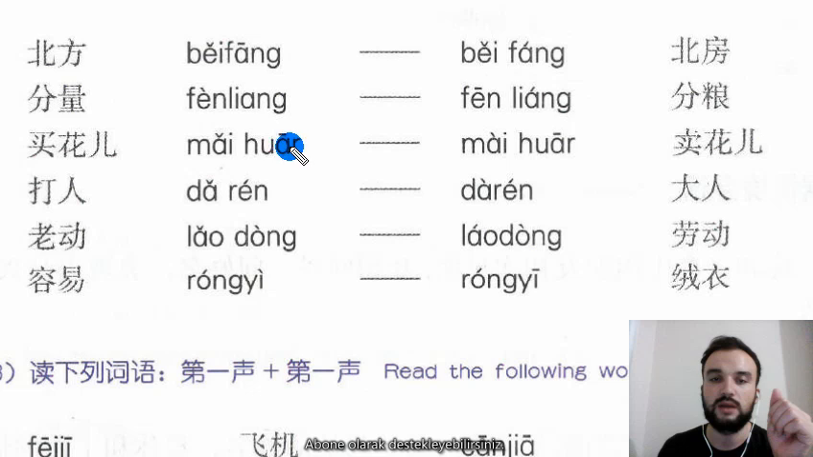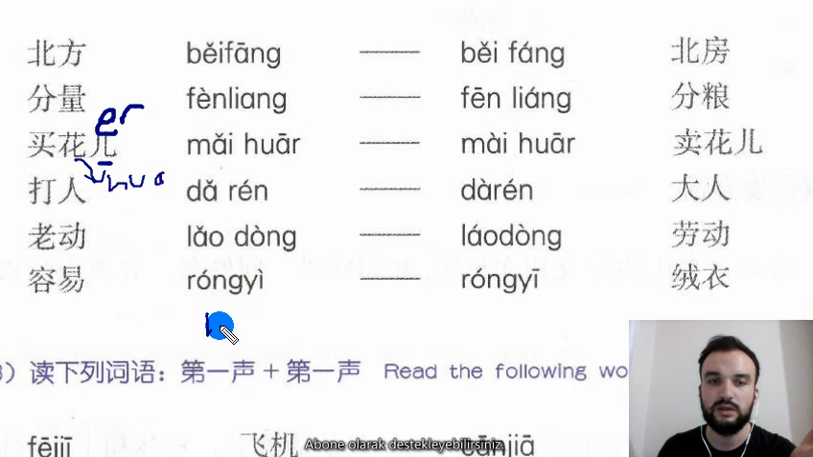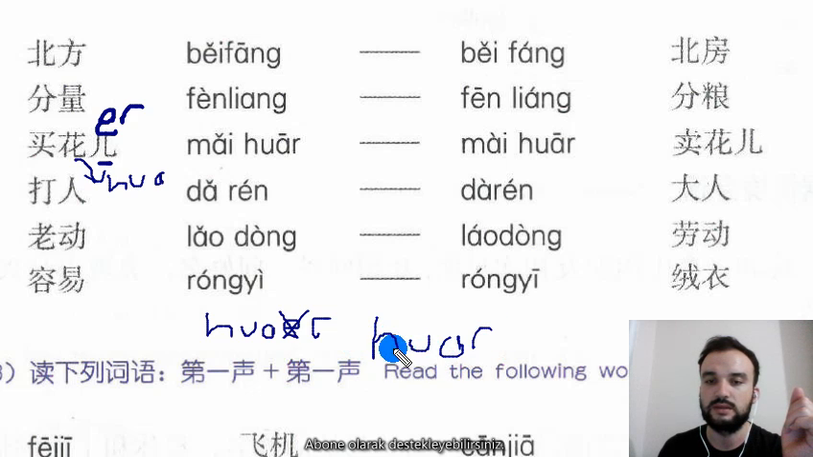And I will tell you something about the R here. This one is R. This one is Hua. In pinyin, when we write it, actually it becomes like this, but we don't write the E. So we write it like this, and when we read it, we should read Huar, Huar.